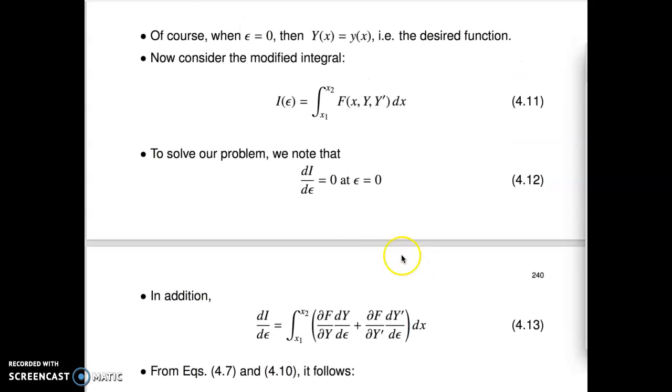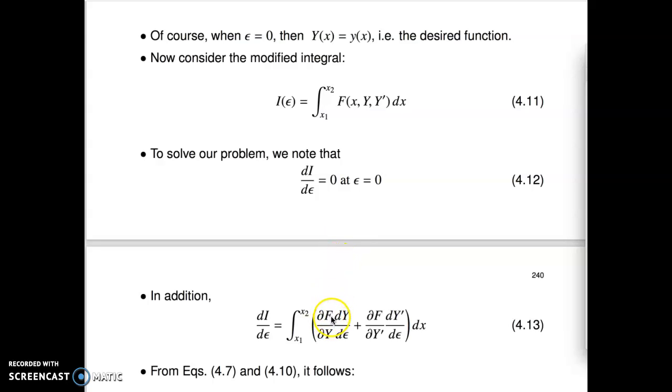Okay, now let's take the derivative of this integral. F depends on x, Y, and Y primed. Epsilon is hiding in there. It's not hiding in the x, but it is hiding in the big Y and big Y primed. So if I take this differentiation operation and bring it inside the integral, I want to differentiate the integrand, big F, with respect to epsilon.